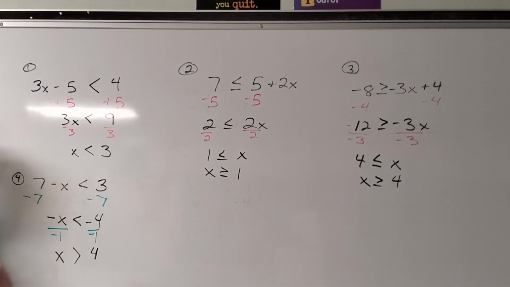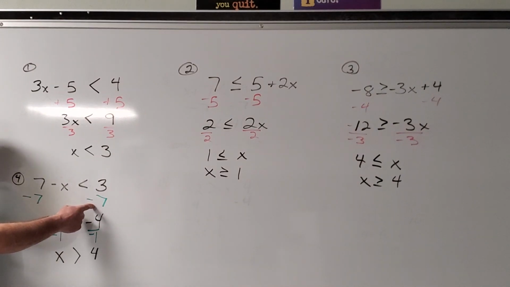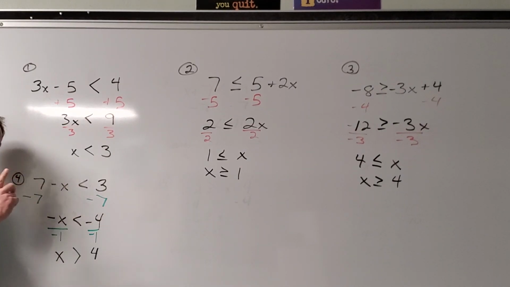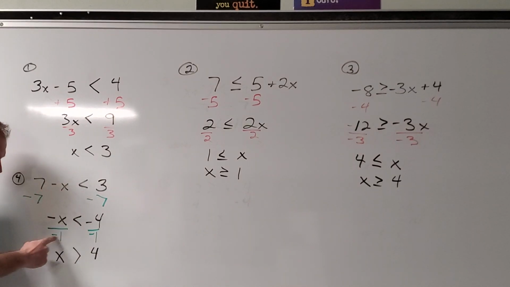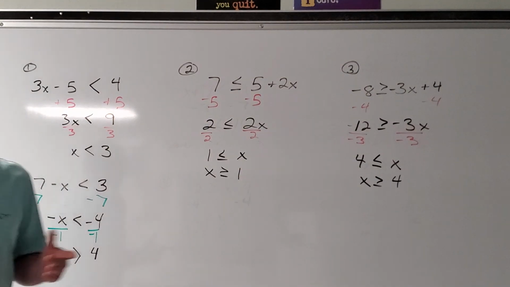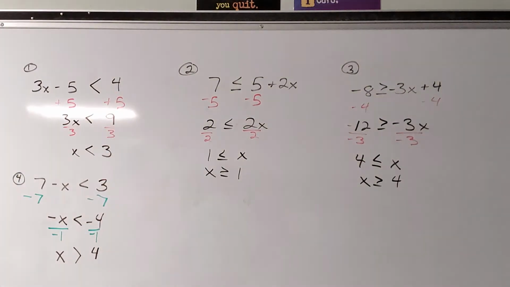I want to point something out. It doesn't matter if you're subtracting 7. Subtracting is fine. I don't change inequalities when I subtract. Only when I divide or multiply by a negative number. There you go. Two-step inequalities.